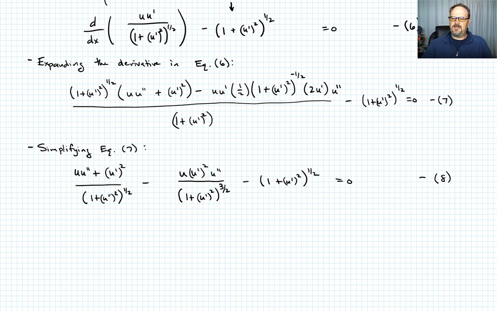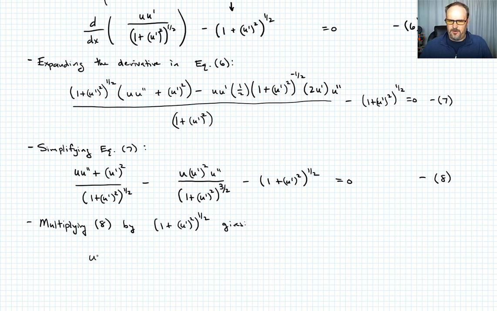So if you're looking at this, it looks to me like I could clean up a lot if I were to multiply the entire equation by this denominator. Okay, so we're going to try that. So multiplying equation 8 by the quantity 1 plus u prime squared to the 1/2 gives the following.